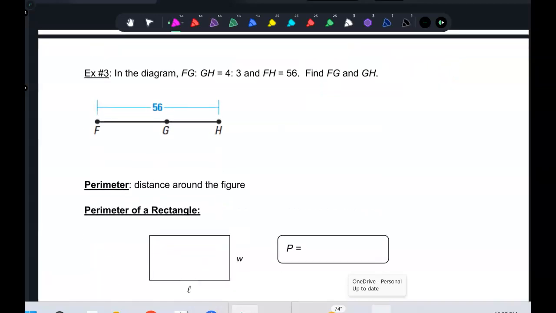Okay. Diagram FG to GH is a ratio of 4:3. So how am I going to label FG? 4x. And GH is going to be 3x. So again, the first one goes with the 4, the second one goes with the 3. We tack on that variable, and then we're going to add these. And what does 4x plus 3x have to equal? 56. Good, x equals 8.